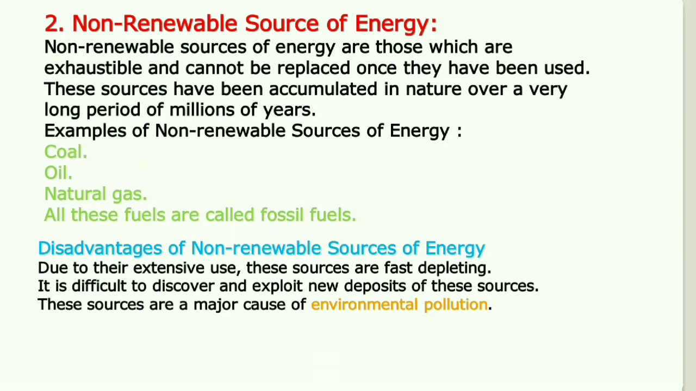Due to their extensive use, their sources are fast depleting. It is difficult to discover and exploit new deposits of these resources. These resources are a major cause of environmental pollution.